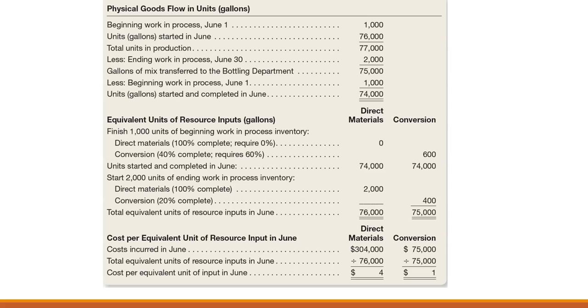We then have our costs incurred during the month of June. We had 304,000 in direct materials divided by our equivalent units of 76,000, giving us a cost per equivalent unit of $4 for direct materials. Our conversion costs for June were $75,000. We had 75,000 equivalent units, so we have a cost per equivalent unit of input in June of $1.